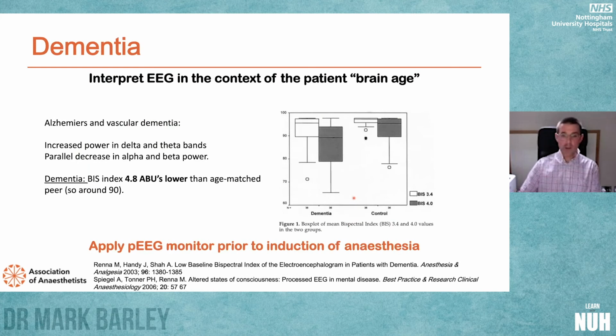Dementia, I think it's worth mentioning, also adjusts the output from our BIS monitors. The patients with cognitive impairment have more slow waves and less of these higher frequency, higher power brain waves, which confuses the BIS monitor. So patients with dementia have a BIS value around about 5 units lower than their age-matched peers. And I think this really adds weight to putting the BIS monitor on prior to the induction of anaesthesia, so we can have some form of a baseline prior to inducing anaesthesia.